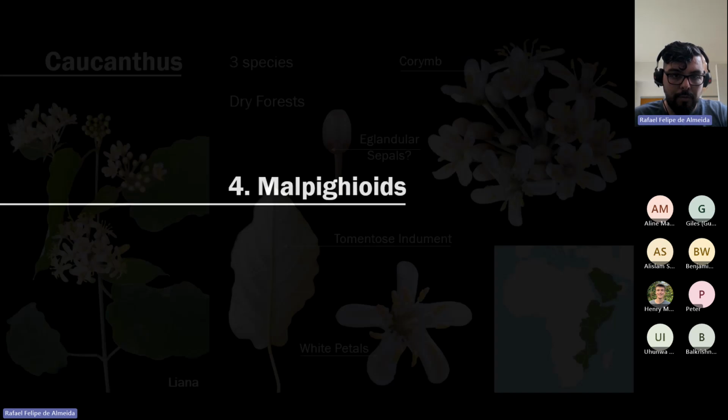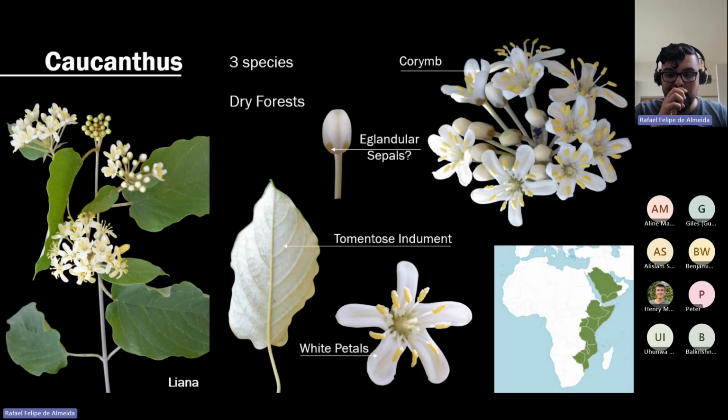The fourth group is called Malpighiaceae. The first genus that is endemic to Africa is called Calcanthus. It currently has 3 species occurring in dry forests. Those species are mostly lianas. They occur mostly here in East Africa and the Arabian Peninsula. They have really tomentose hairs, indumentum, on the ventral side of their leaves, and it's really whitish, also really easy to spot in the field.